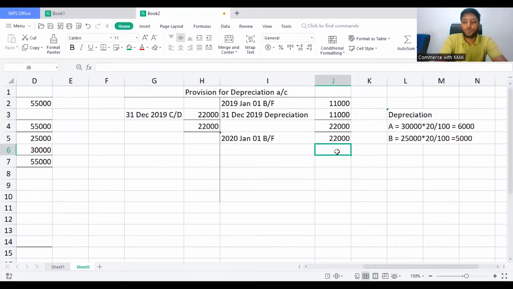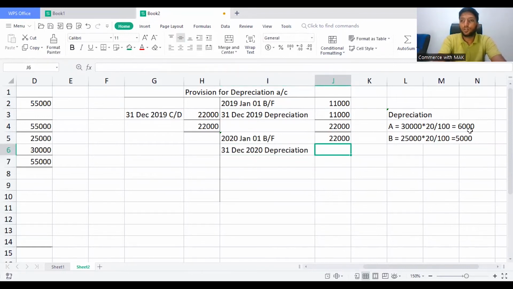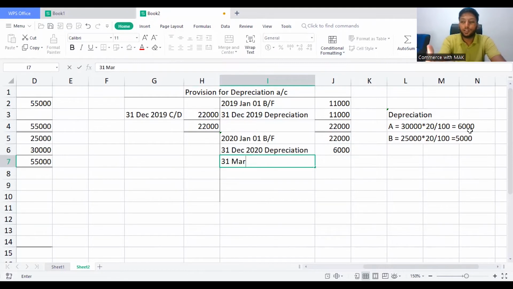Now after doing 22,000, I have a problem here. For vehicle A, we can see the depreciation is 6,000. Now I'm breaking it into two. I'll write the date 31st December 2020 depreciation, so I can get here a value of 6,000. And then 31st March, because we are selling the vehicle B in March, I can write 2020 depreciation.